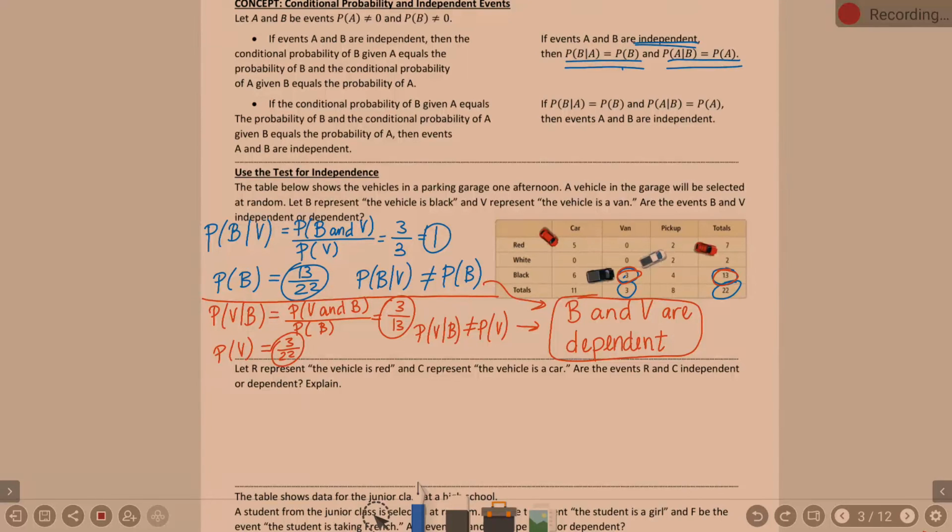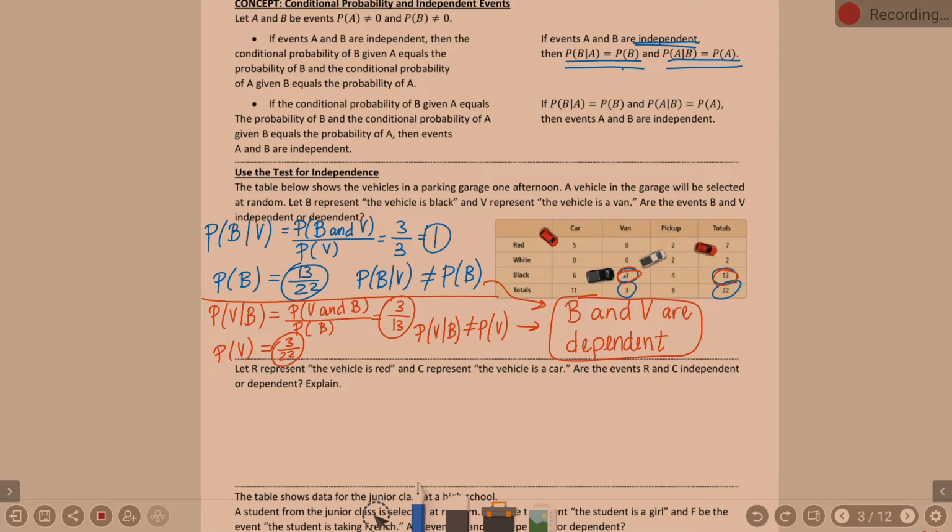Picking up where we left off yesterday with our conditional probability, right? We had just finished talking about the probability of whether black and van is independent or dependent. Okay, came up with the dependent answer. And then we have a second problem based on the same frequency table. And this one we're going to talk about red cars. Let R represent whether the vehicle is red, and C represent the vehicle is a car. Are the events R and C independent or dependent?